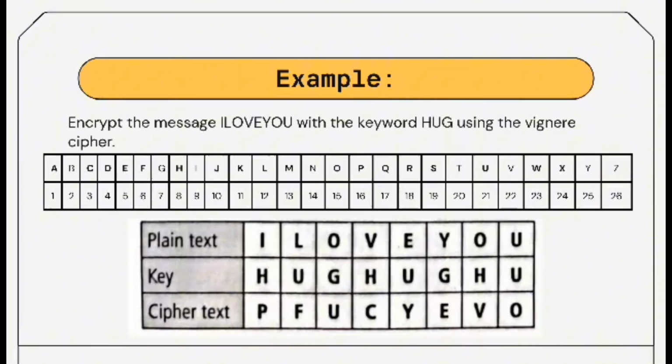And then, from that letter, for example, I is for 8. Bibilang ka ng 8 times from I, bali I, J, K, L, M, N, O, P. Sa L naman, which is 21, bibilang ka from L ng 21 times. Bali, L, M, N, O, P, Q, R, S, T, U, V, W, X, Y, Z, A, B, C, D, E, F. And same operation lang siya sa susunod.